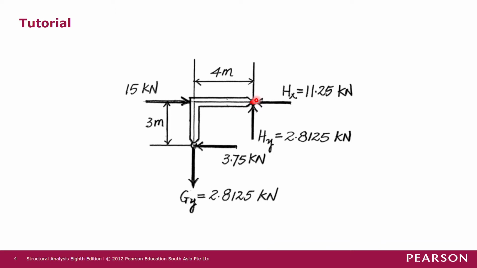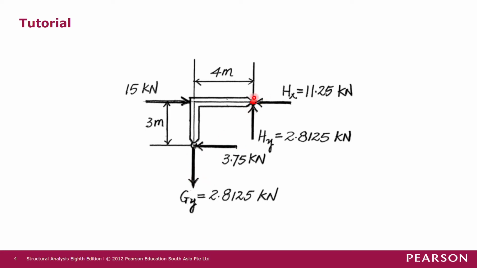Normally when we sum moment, we take anti-clockwise moment as positive. So we have 3.75 kilonewton times 3 meter, which is clockwise, so negative. Gy has a moment arm of 4 meter to H, so Gy is producing an anti-clockwise moment. So we have Gy times 4, which is positive. So Gy times 4 minus 3.75 times 3 equals 0. Solving for Gy, we have Gy equals 2.8125 kilonewton, positive. Positive means that the assumed direction is correct, so it's downward.